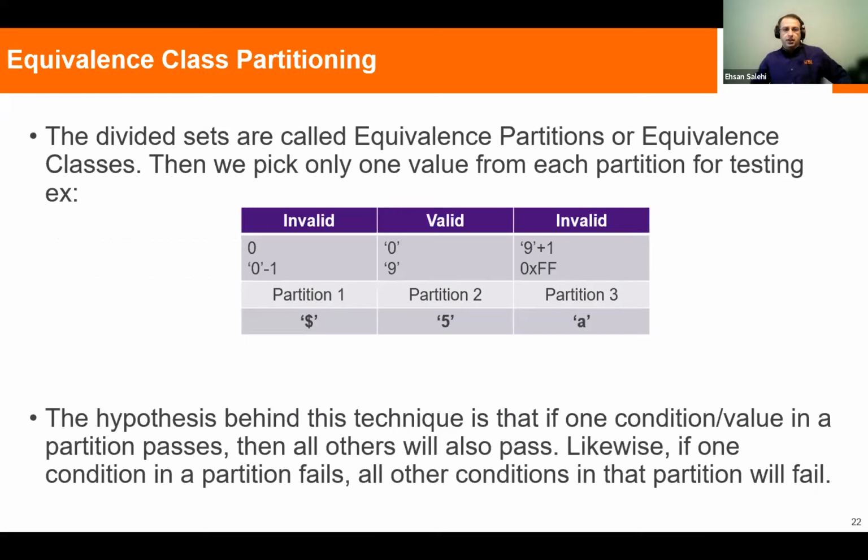The divided sets are called equivalence partitions or equivalence classes. Then we can pick only one value from each partition for the testing. The idea behind this is if one of the values in each of these partitions fails, then the entire set of values can also be subject to failure. And conversely, if the invalid partitions behave as expected, then everything else is also satisfied, and so on.